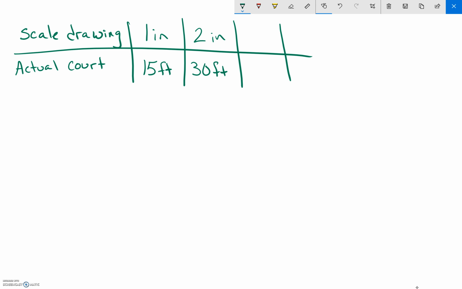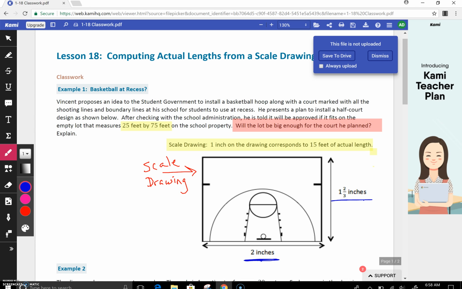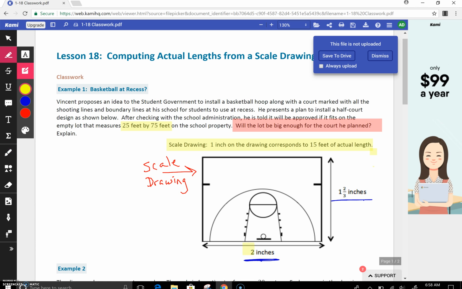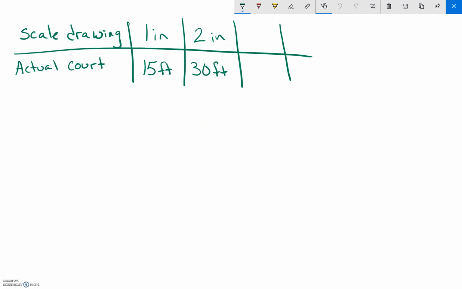So let's look at the drawing that we have for the basketball court, and we see that we have a length of 2 inches and a width of 1 2/3 inches. So the 2 inches was really easy to figure out. That's 30 feet. What we need to figure out is 1 2/3 inches. How many feet will that be? So this was one important piece of information. We know that the length is 30 feet, or it could be the width. We just have to make sure it fits.